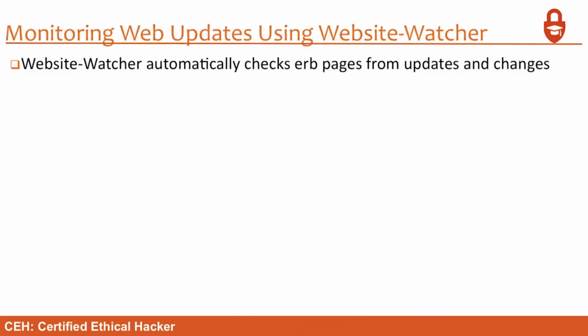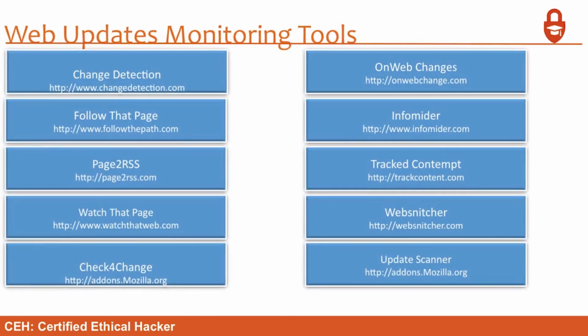Monitoring web updates using Website Watcher. Website Watcher automatically checks web pages for updates and changes, so if something changes, you get a notification. For example, if I hijack your site and change something, you'll get a notification, because otherwise, how would you know? A customer's going to report it, right? And that's the last thing you want to hear, a customer telling you something's wrong that you didn't catch. So you want to use tools like this as well. There's a bunch of web updates monitoring tools here, so you can just take a look at the slide. Nothing worth noting. We'll see which ones show up on the test. Maybe InfoMinder. I've seen a question on that.